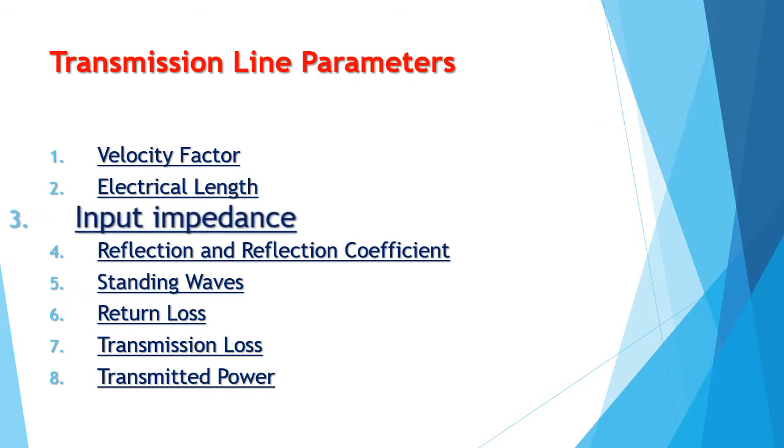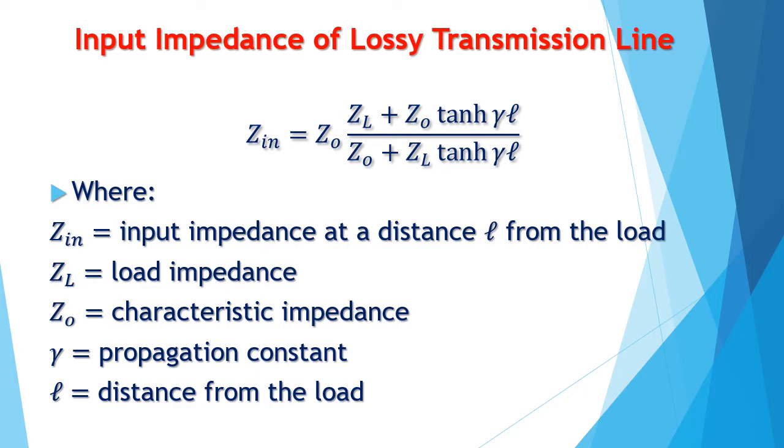Next, we have input impedance. For a lossy transmission line, the input impedance is given by the formula Z_in = Z_O × (Z_L + Z_O tanh(γL)) / (Z_O + Z_L tanh(γL)), wherein Z_in is the input impedance at a distance L from the load, Z_L is the load impedance, Z_O is the characteristic impedance, γ is the propagation constant, and L is the distance from the load.